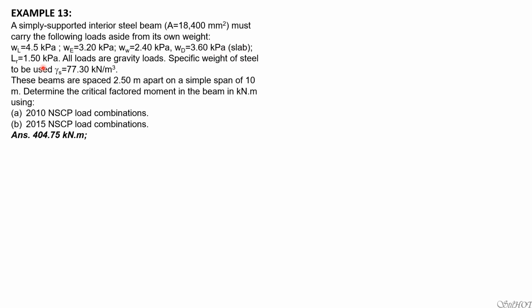Roof live load 1.5 kilopascals. All loads are gravity loads. Specific weight of steel to be used 77.30 kilonewtons per cubic meter. If not given, assume specific gravity 7.86 times 9.81 and you'll get close to that.